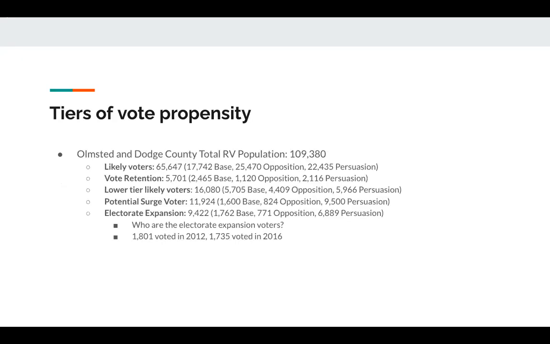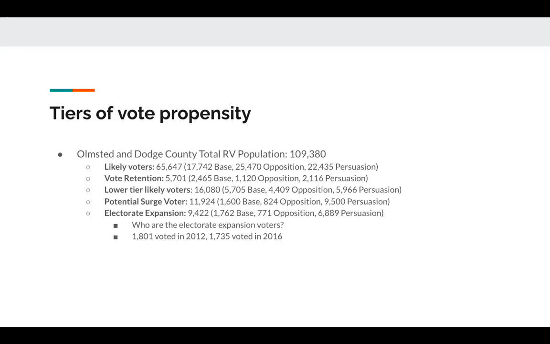Within the VAN, there are 109,000 registered voters, and almost 66,000 of them are likely voters. If we assumed that all of the likely voters were going to vote, that leaves another 13,000 to 14,000 voters to come from our other tiers of vote propensity, if voter turnout actually is going to be around that 79,000 figure.